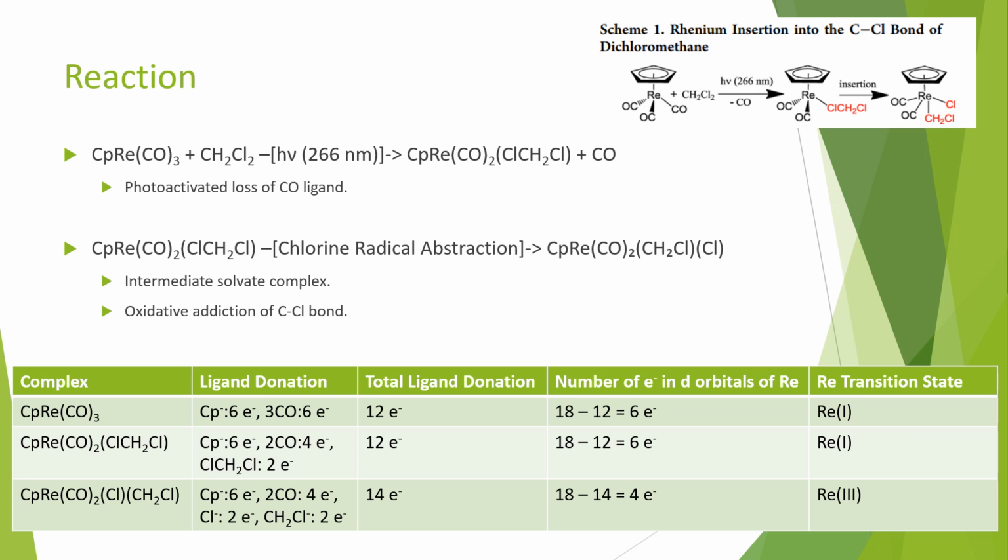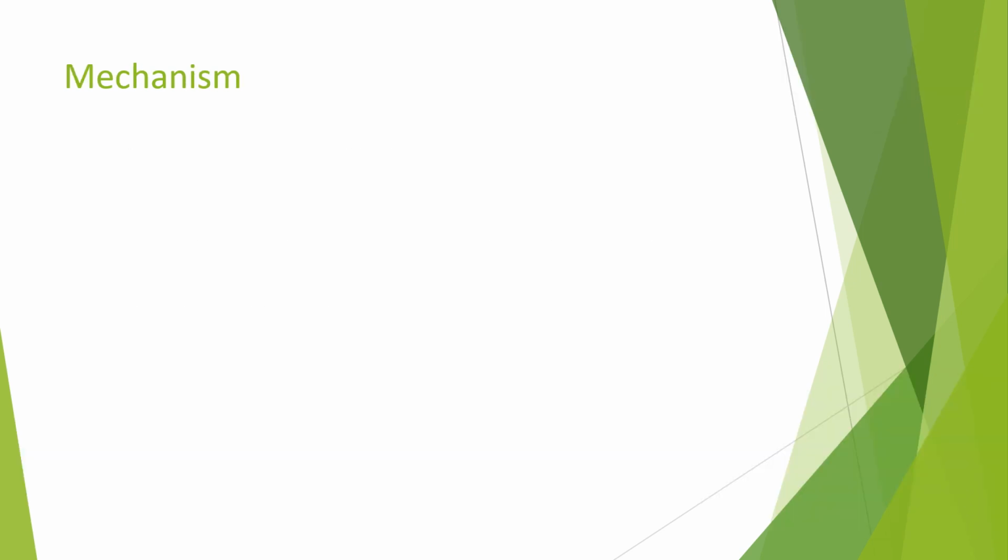As the carbon monoxide and the cyclopentadienyl ligands don't change throughout this past step, the total ligand donation increases, and so the oxidation state of the rhenium must change in order for it to obey the 18 electron rule. As such, the rhenium is oxidized from +1 to +3.